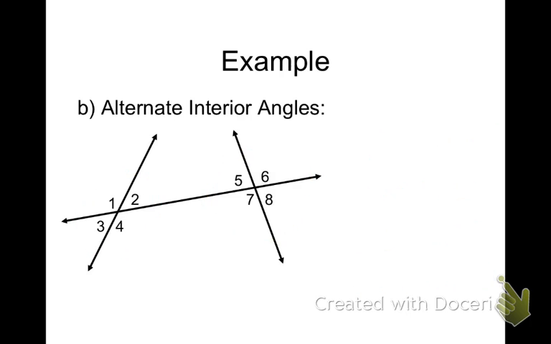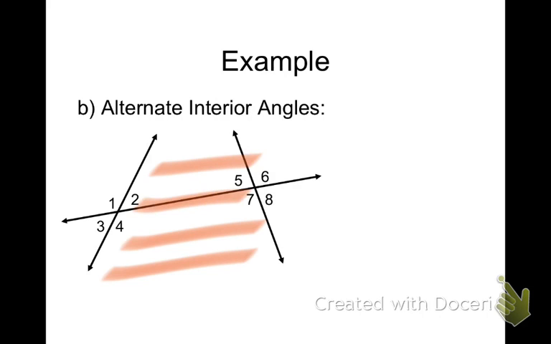For B, we're looking for alternate interior angles. So that means we have to be on the interior, alternating sides. Give me one set. 4 and 5 would work. So 3 and 6. Those are your only interior angles, so they're your only ones that are going to work.